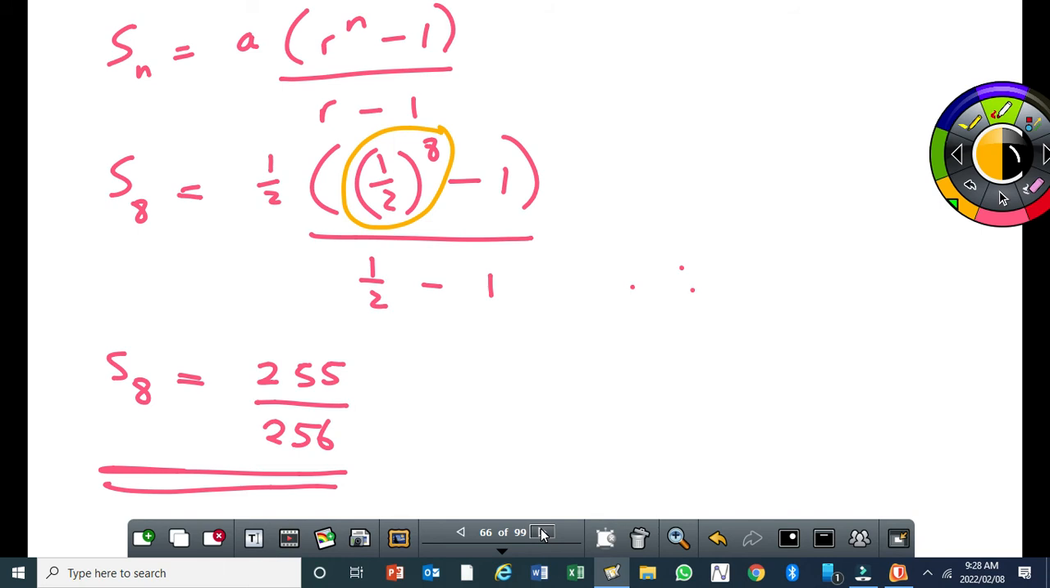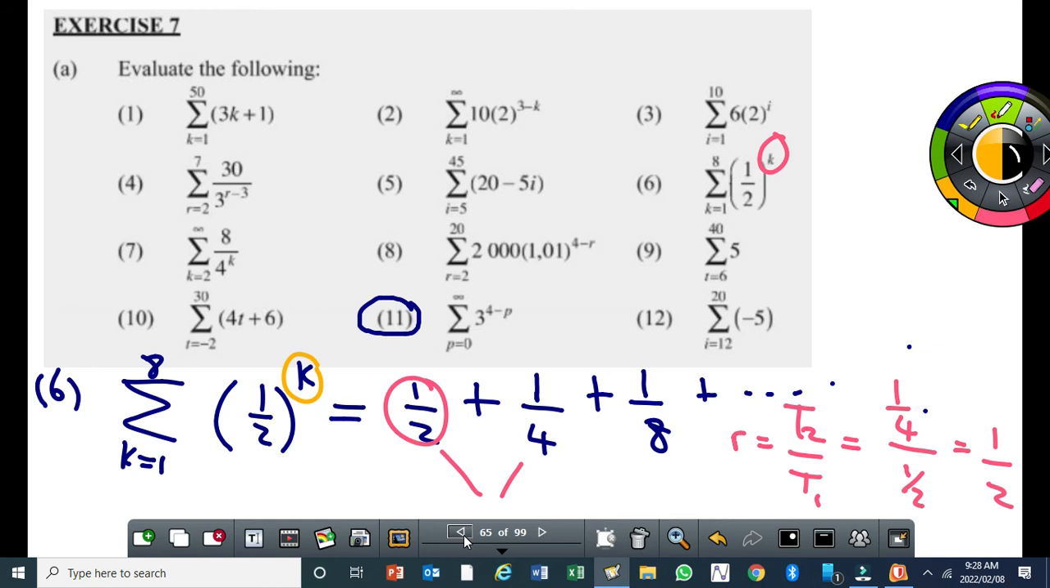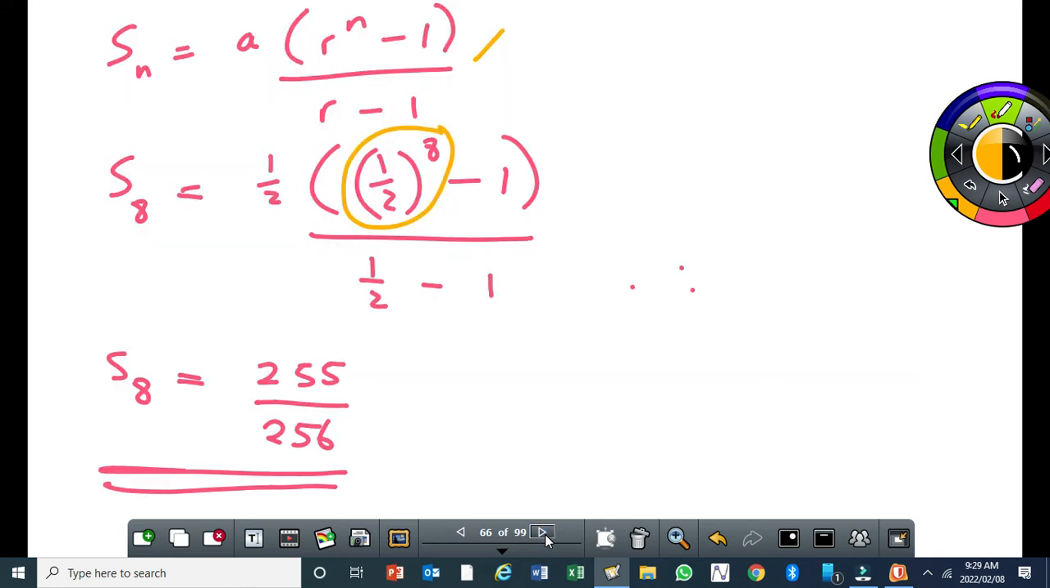Why do we have to use this formula? Based on the sigma. Can someone give us an explanation as to why from this sigma we have to use this formula?